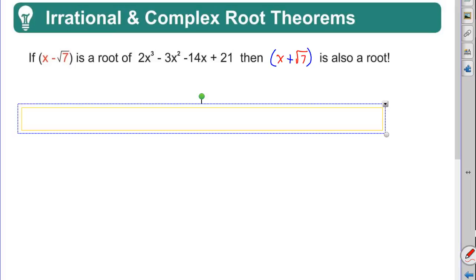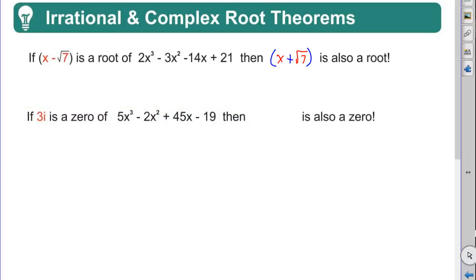Okay, so x plus the square root of 7 would be another factor. They always come in conjugate pairs, always. So if I get one root with a radical, I know I'm going to get its conjugate with the radical. And the exact same thing happens when you have a complex number.